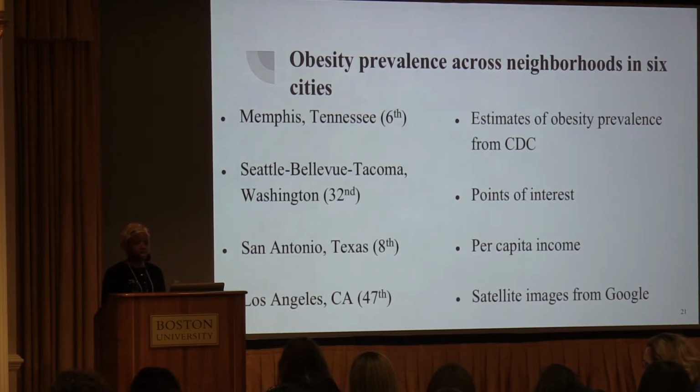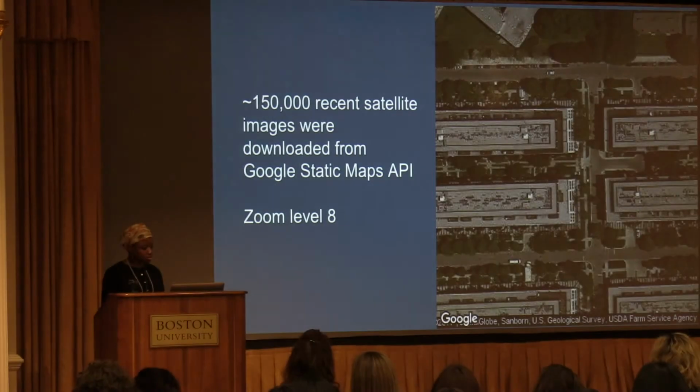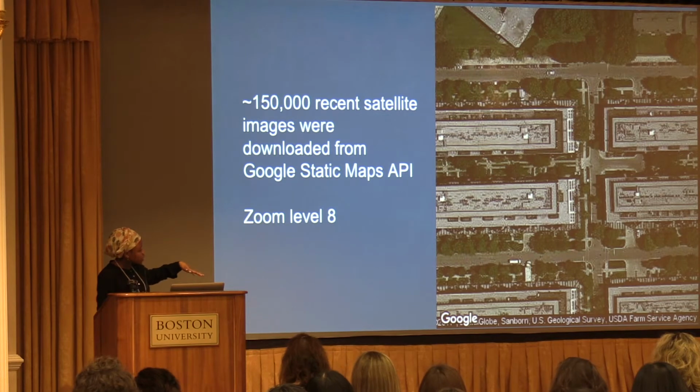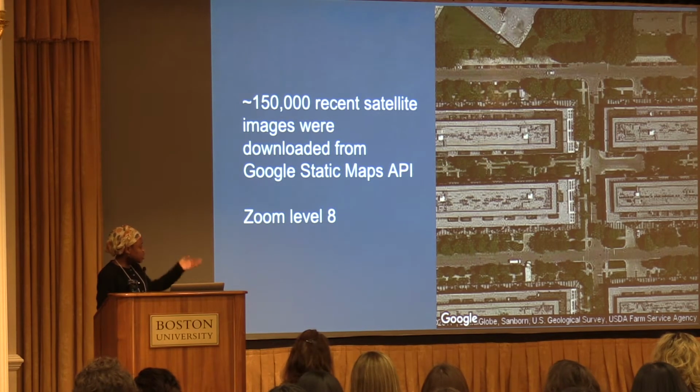And then we got satellite images from Google. So Google has an open API. You can get static satellite images. I think there's a limit of how much you can get, but we got 150,000 of those for the cities. And this is just an example of what an image would look like. So you can see houses, you can see trees, you can see the street. You basically have an idea of what the neighborhood looks like.